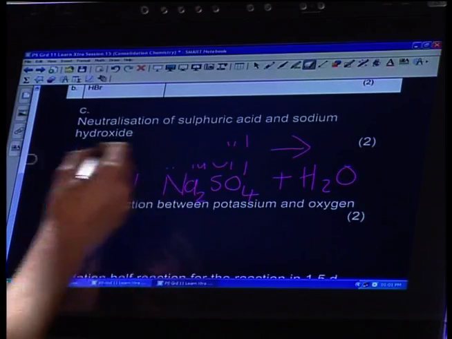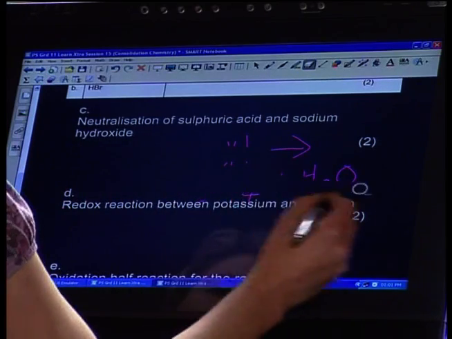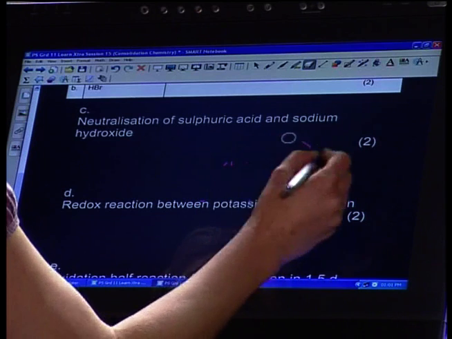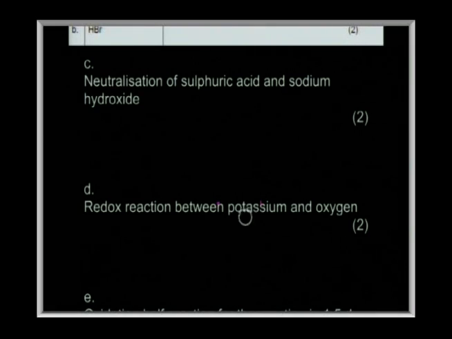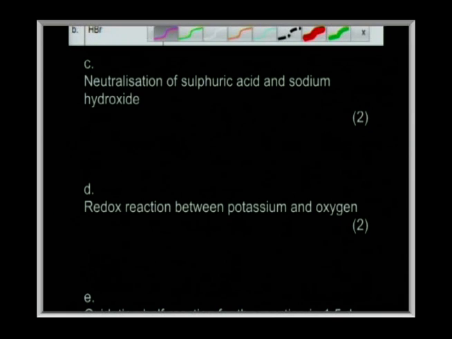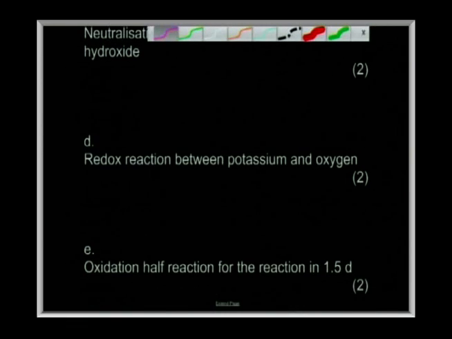Right, next up is the redox reaction between potassium and oxygen. Potassium and oxygen. Now remember, you can use your half reaction table to assist you. Redox reaction between potassium and oxygen. So let's have a look quickly. I'm starting with potassium.